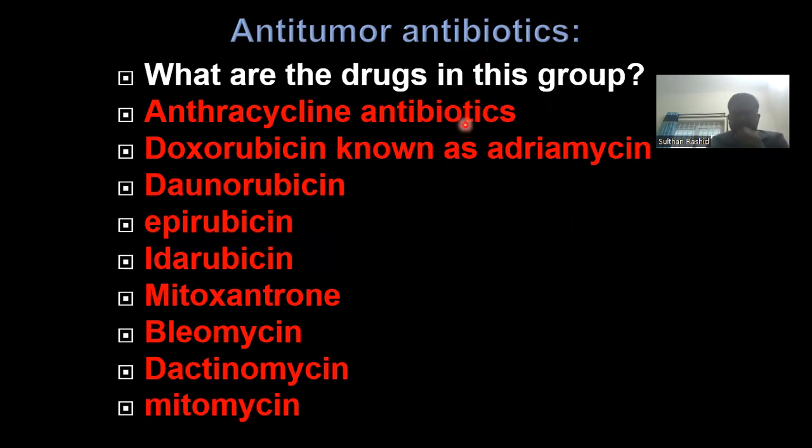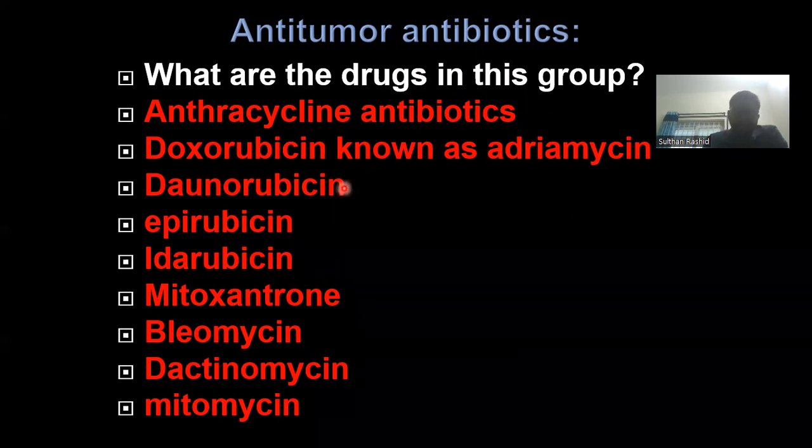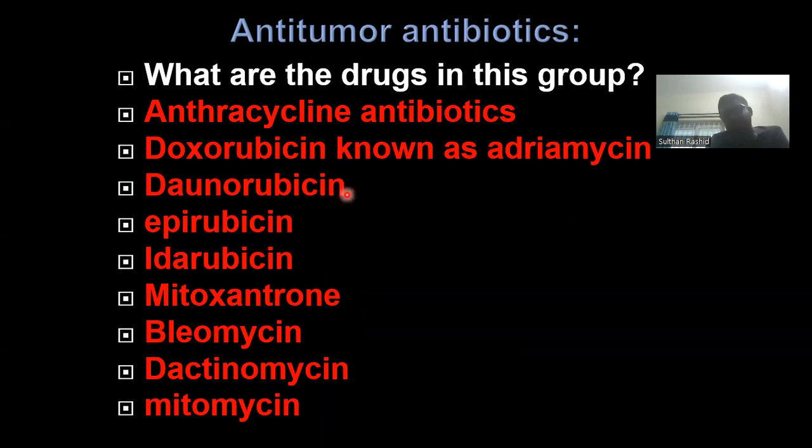We have anthracycline antibiotics like Doxorubicin, which is also called adriamycin. We also have Daunorubicin, epirubicin, idarubicin, Mitoxantrone, Bleomycin, Dactinomycin, and mitomycin. I am going to describe each drug one by one.